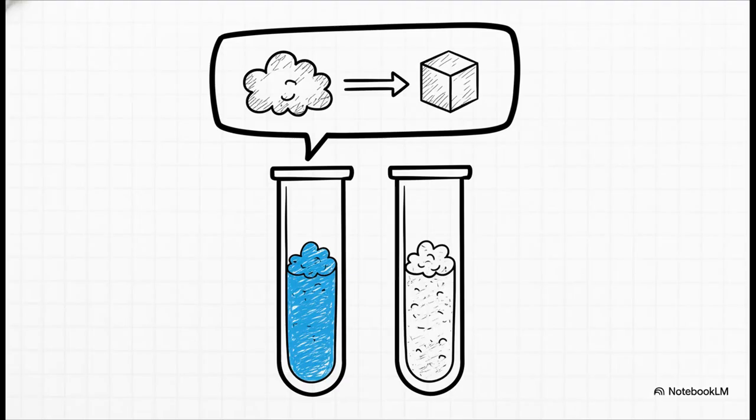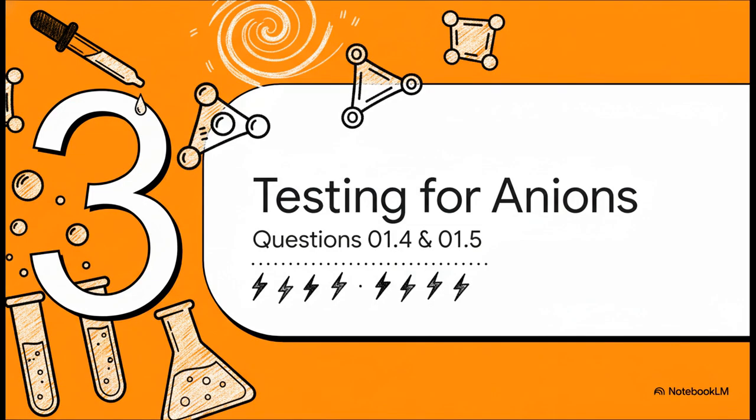Easy peasy. And just like we saw before, the examiners give you a little leeway. If you wrote solid instead of precipitate, that's totally fine. Because a precipitate is just a solid that forms in a solution. So blue solid and white solid would absolutely get you the marks here. We've covered the metal ions, the cations. Now the last part of this question is all about testing for the non-metal ions, which we call anions.